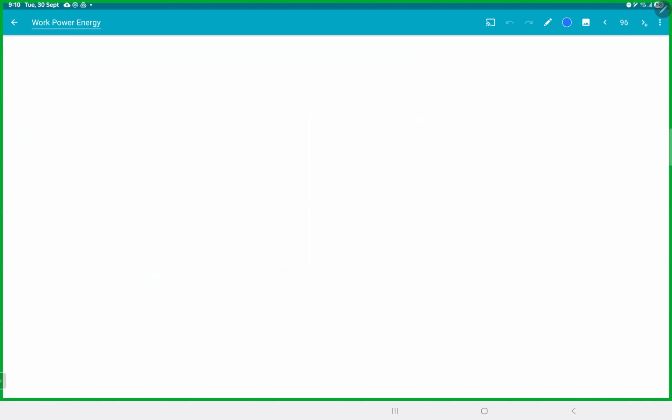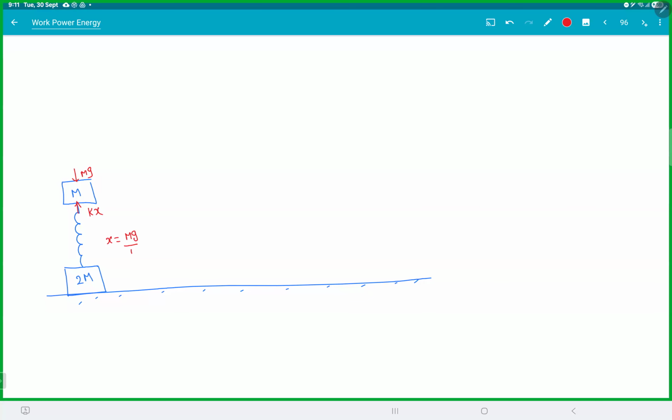So listen carefully. The first question you need to ask yourself: is the spring at natural length? So this was m and this was 2m. You said initially it is at rest. That means this mg is being balanced by the spring force kx. So x is equal to mg by k. Initially, the spring is not at natural length.